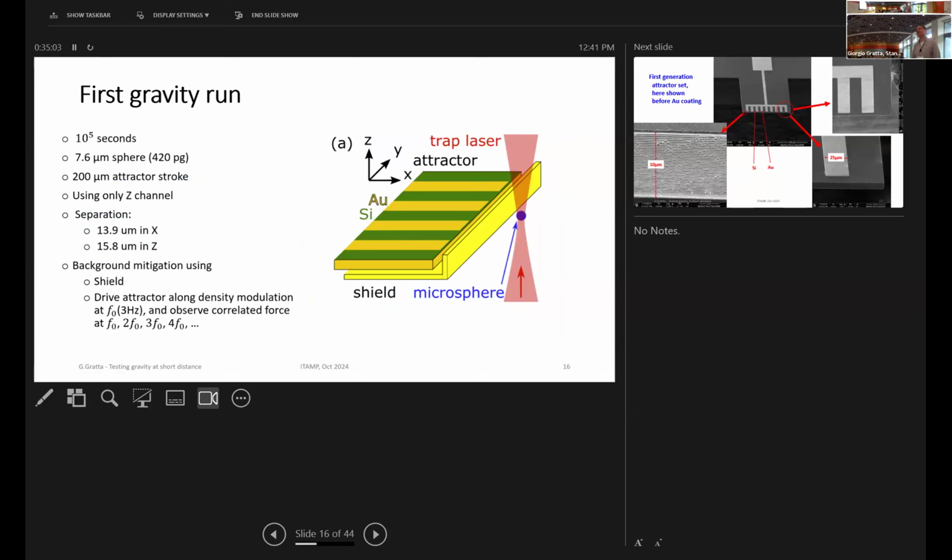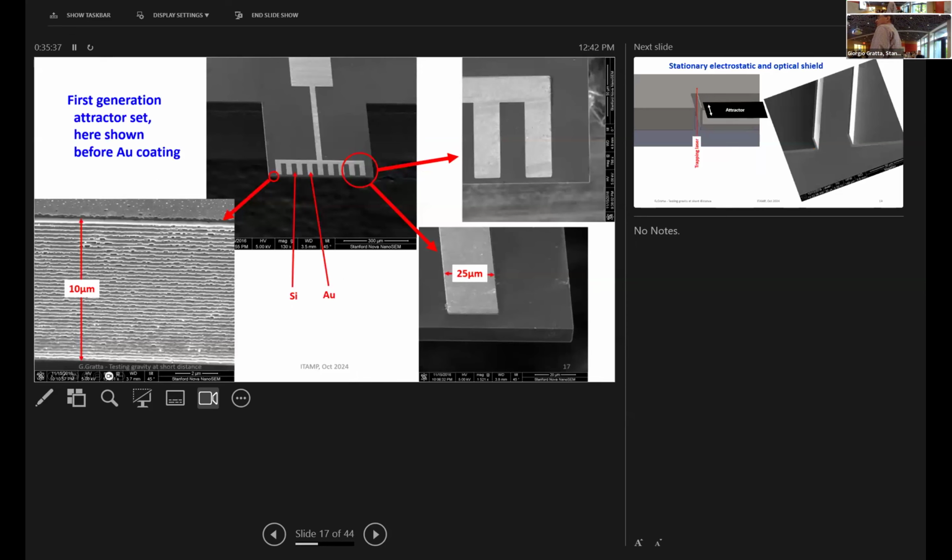But now let's look at the first run, which is now 3 years ago. And so that's actually the attractor I told you about. There is a shield that doesn't move during the measurement, because otherwise there's too much. You always have some patch potentials from the surface of this thing, even if it's all nicely coated with gold. Inside there are fingers, which, as I said, are alternating gold and silicon. There are some parameters of this here. You scan this thing at 3 Hertz, and then you look at a bunch of harmonics of the motion.